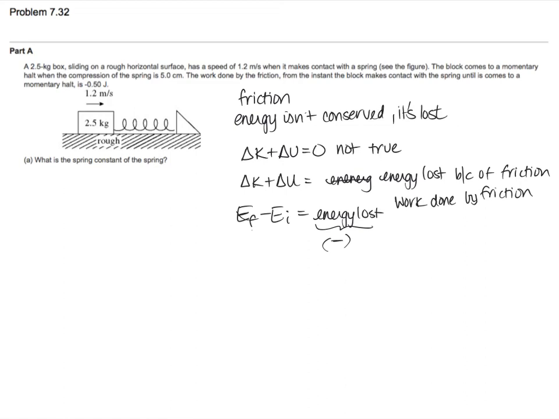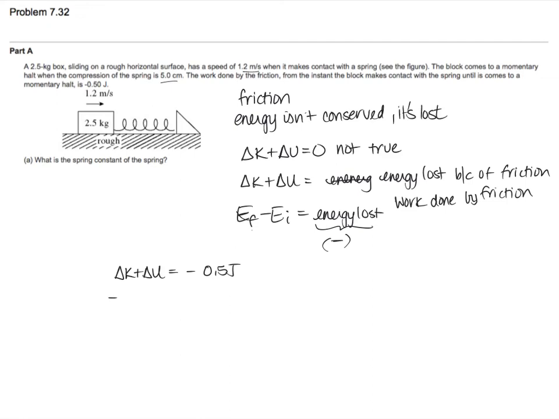So the problem here specifically is we have a box sliding on a rough floor. It's going to be moving with a speed of 1.2 meters per second. It's going to hit the spring and compress it 5 centimeters. During this time, work done by friction is minus 0.5 joules. That means that's how much energy is lost. And so we have delta K plus delta U is equal to minus 0.5 joules.